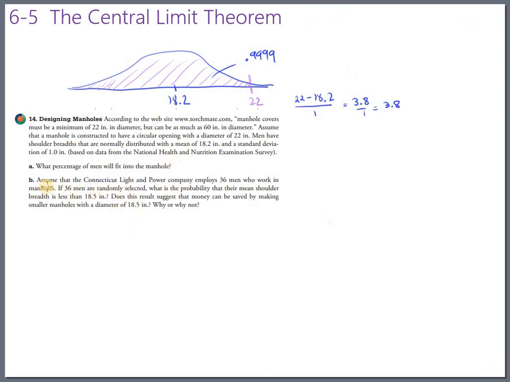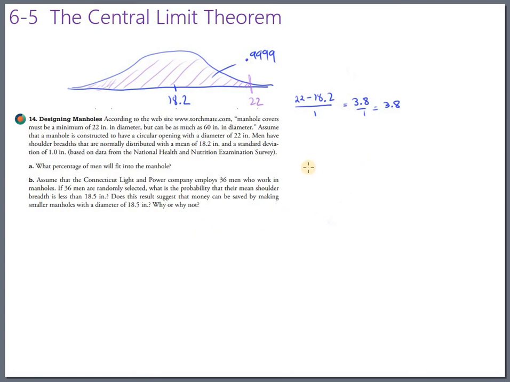Okay, so now the question moves on to Connecticut Light and Power. They've got 36 men that work for them. So the question is, if 36 men are randomly selected, what's the probability that their mean will be less than 18.5? And the idea, or what Connecticut Light and Power is thinking, is maybe we can save some money if we make our manholes smaller. So let's look at the probability of a group of 36 having a group average that's less than 18.5.